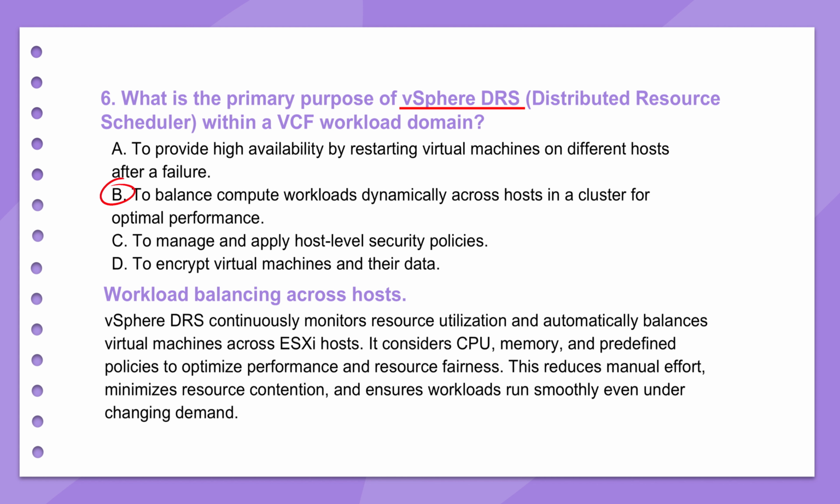But it's important to know what it doesn't do. DRS isn't for high availability. It won't restart failed VMs. That's a different feature called HA. Okay, not HA. And it's not about encryption either. Its focus is purely on that dynamic load balancing for performance. Makes sense. So DRS handles the balancing.